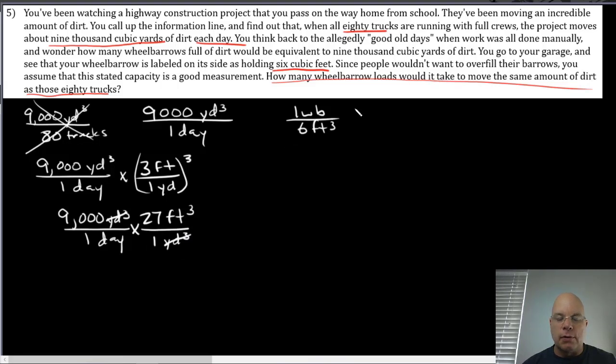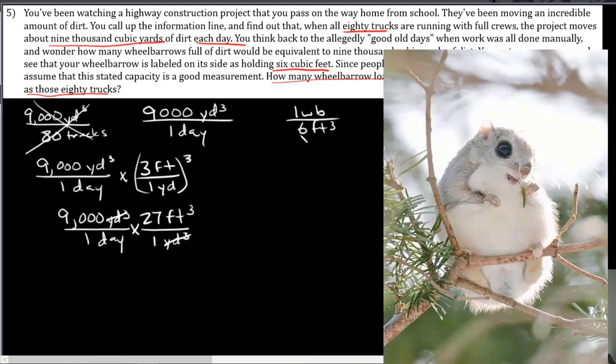You can then use your conversion factor for wheelbarrows per cubic feet, or 1 wheelbarrow per 6 cubic feet. Include that in your expression as another factor, and you should be able to convert all the way to wheelbarrows per day. Try to do that during the pause, and then come back and see how you did.